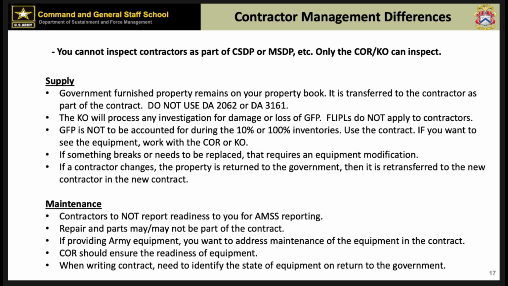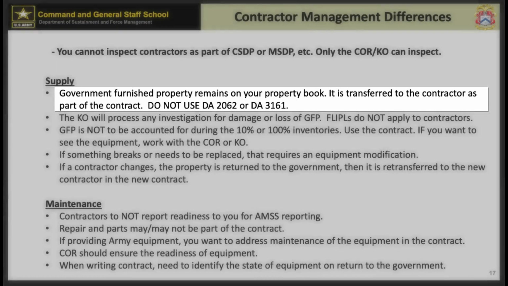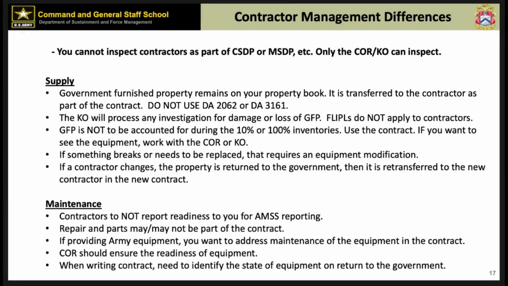Unlike Army units, where equipment transfers are handled with hand receipts or lateral transfers, contractor-related transfers must be done through contract modifications. For example, government-furnished property, or GFP, remains on the property book but is transferred to the contractor via the contract. Any issues with loss or damage are managed by the KO, and the contractor equipment is not included in standard Army inventories.